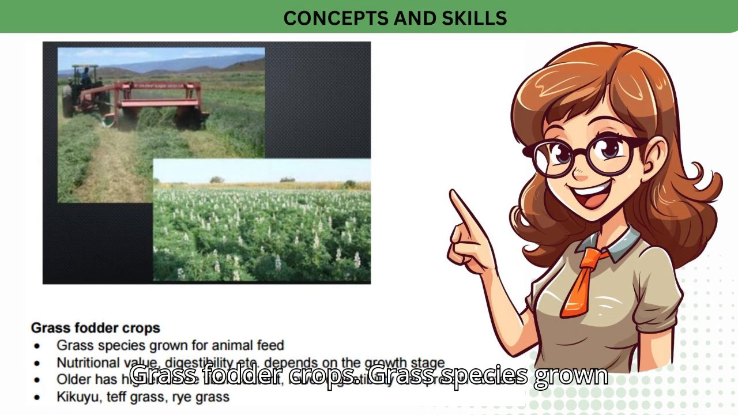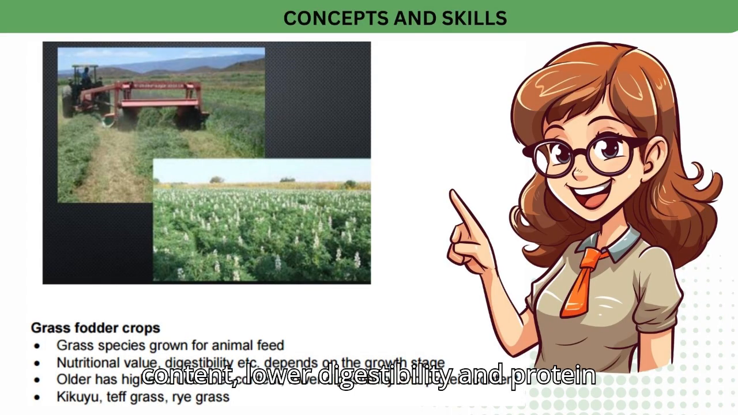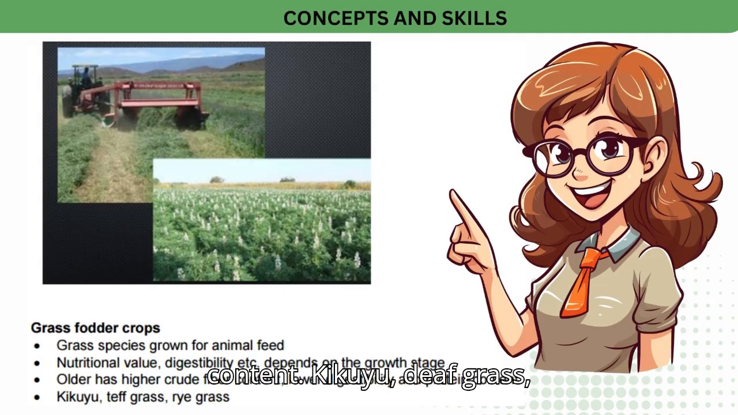Grass fodder crops. Grass species grown for animal feed. Nutritional value, digestibility etc. depends on the growth stage. Older grass has higher crude fiber content, lower digestibility and protein content. Kikuyu, teff grass, ryegrass.